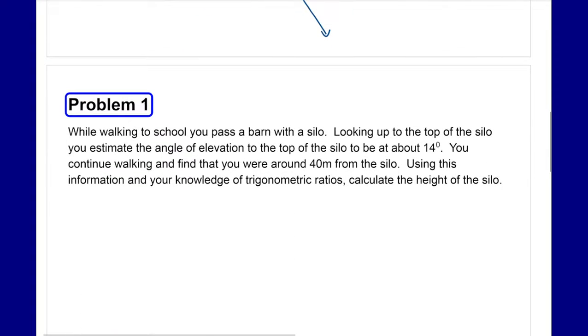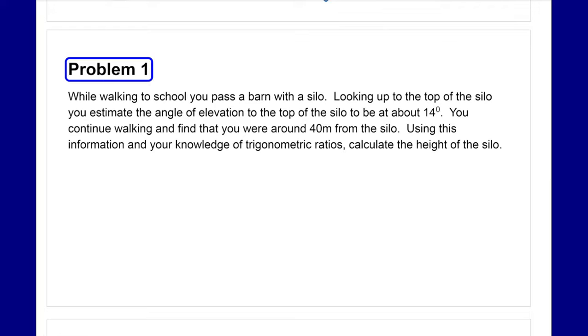Problem 1. While walking to school, you pass a barn with a silo. Looking up to the top of the silo, you estimate the angle of elevation to the top to be about 14 degrees. You continue walking and find that you were around 40 meters from the silo when you calculated that angle of elevation. Using this information and your knowledge of trigonometric ratios, calculate the height of the silo.